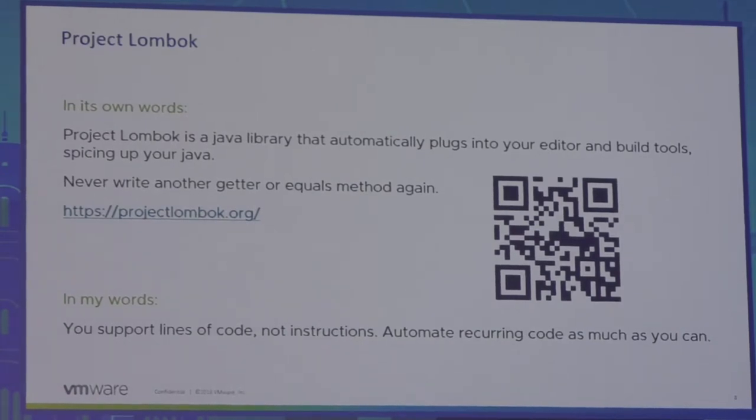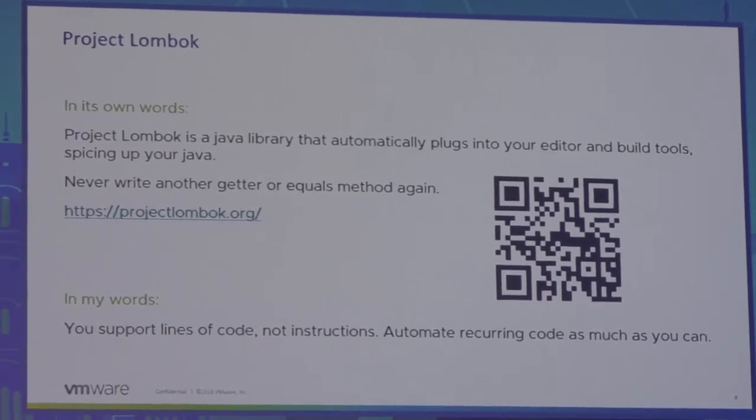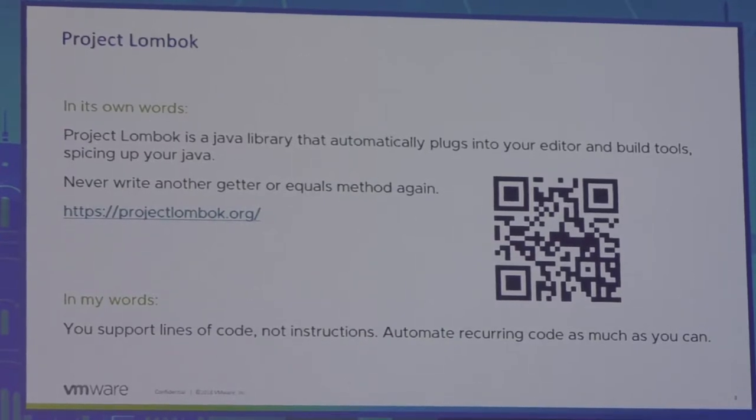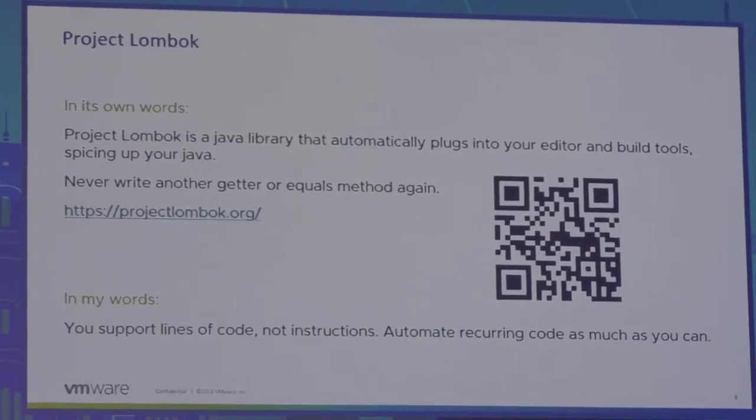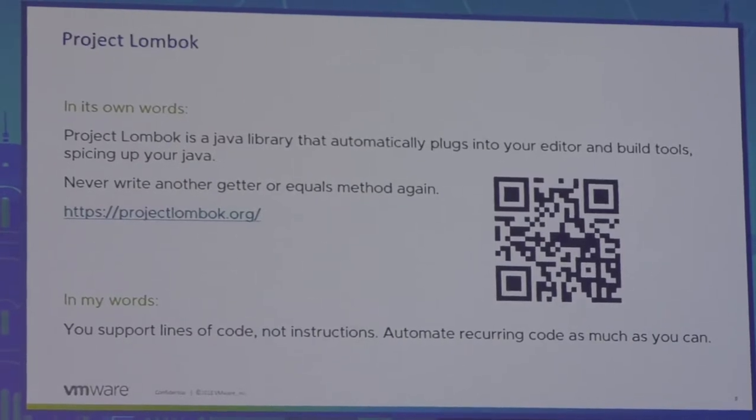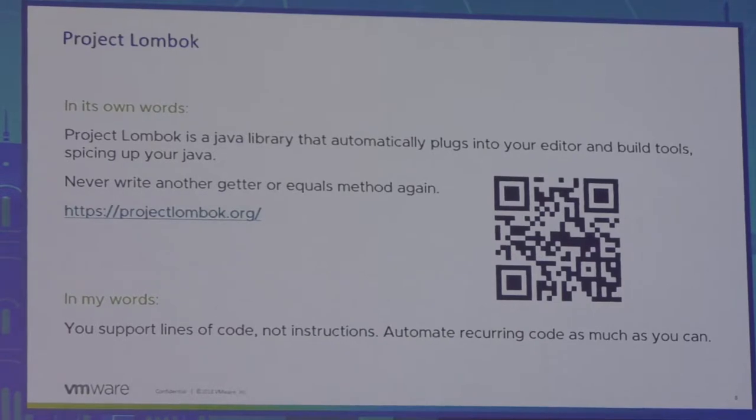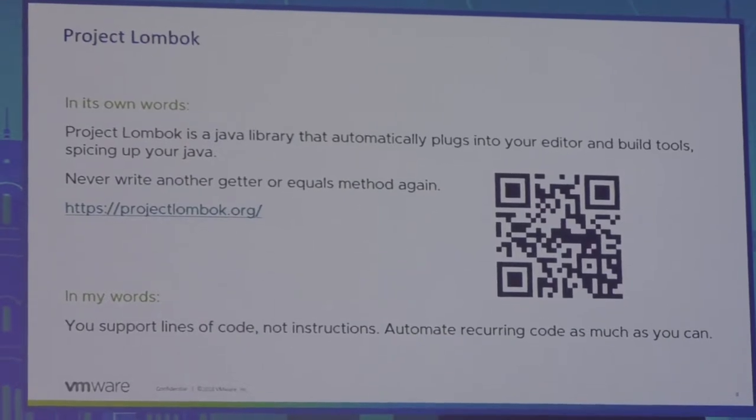And what they say is the goal is to have something that automates the getter and equals methods. In my words, the main goal is, if you have a code template which is recurring hundreds or thousands of times inside your code, you need to find a way to automate that, because that's something that's hard to support by a human.